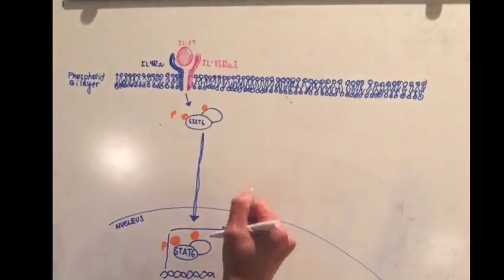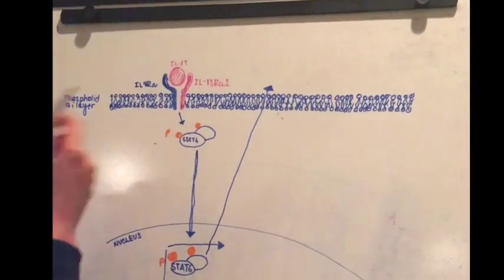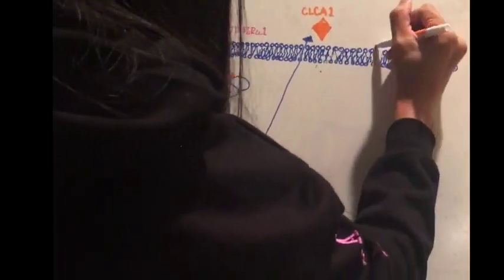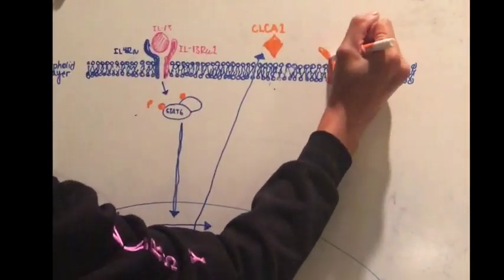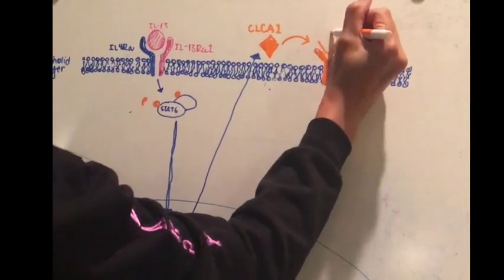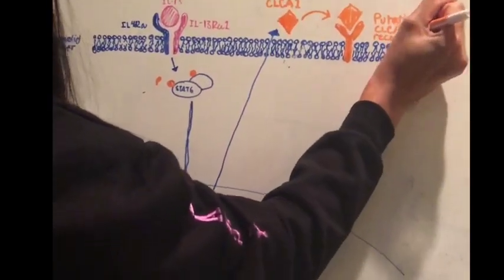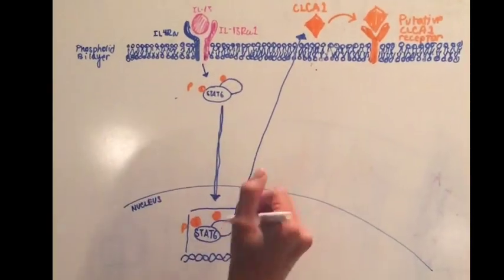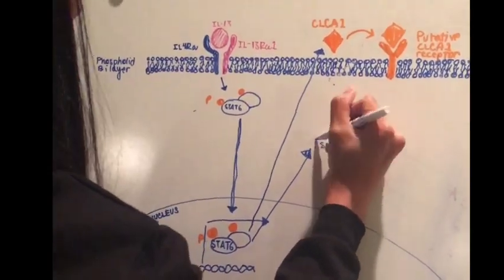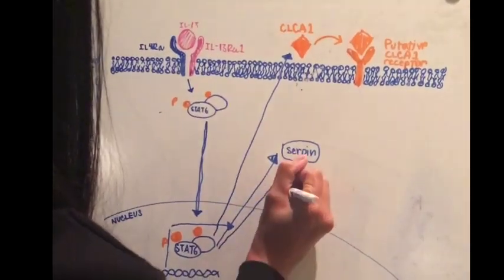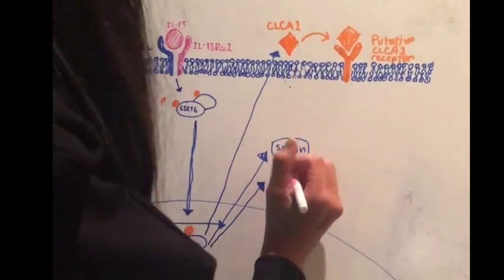These responsive genes then enact 3 different pathways. They cause production of CLCA1 to bind to its putative CLCA1 receptor. The CLCA1 is a ligand. The other process is it produces serpin, and it also produces 15-LO1.